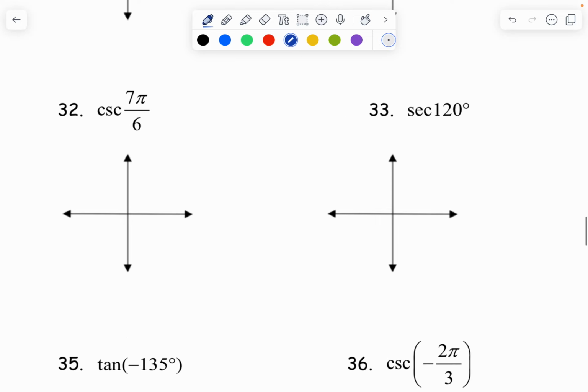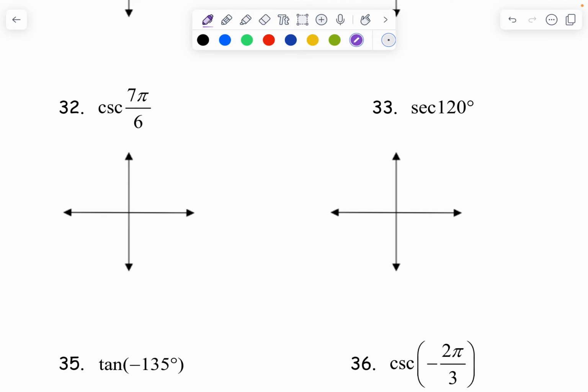Go to the next row. Remember, for all of these, we're looking for x, y, and r. And r is always +1. So now we're looking for 7 pi over 6.